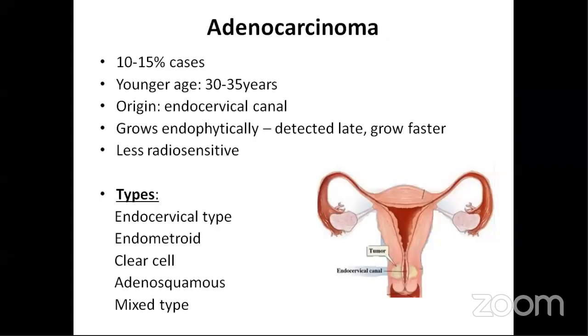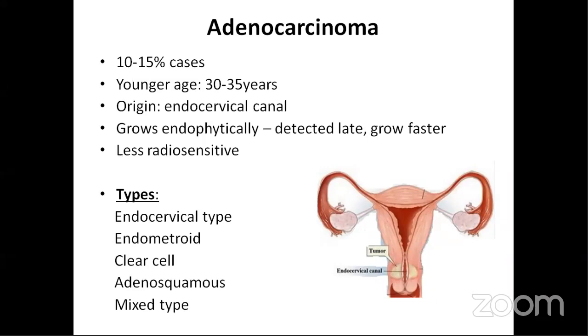Next is the adenocarcinoma. This is seen in a younger age group of women, around 30 to 35 years, and the origin is the endocervical canal. So what happens? The tumor keeps growing well within the cervix, so you can't detect it. If it is a squamous cell carcinoma, there is some growth evident at the os, whereas here it keeps growing internally. The only thing you can see is the cervix is ballooned out, or hypertrophic. That's when you can think, oh, there is something here.